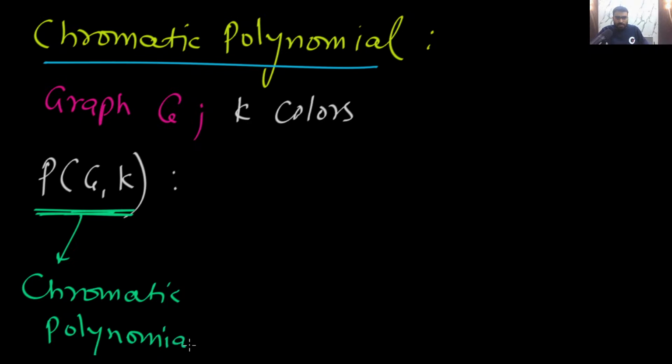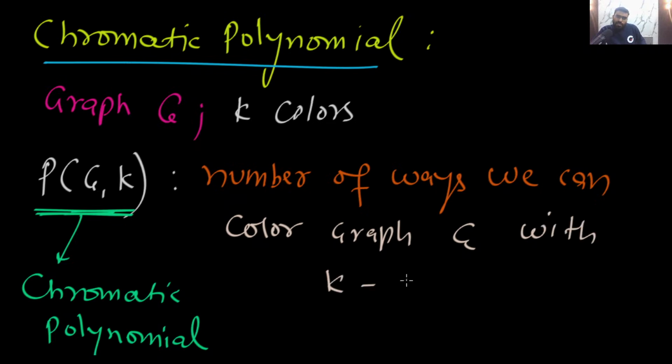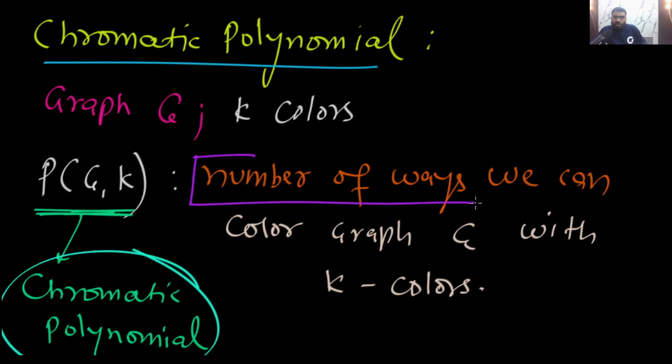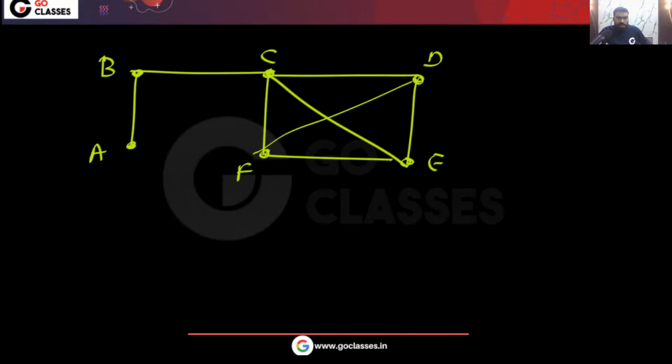And what does this mean? Very simple, this means the number of ways we can color graph G with k colors. How many ways are there to color graph G with k colors? Is this understood? The chromatic polynomial simply means how many ways there are to color this graph. For example, for this graph, what is P(G, 6)? This we have already counted. This is 9000. Yes or no?